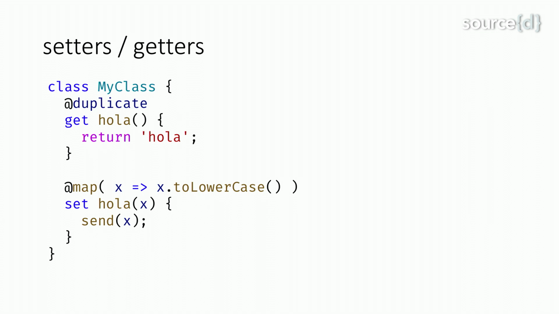Okay, we have a duplicate and get hola. And then we have a map decorating a set hola. How many properties does this class have? How many of you think there are 4 properties? How many of you think there are 3 properties? How many of you think there are 2 properties? How many of you think there is only 1 property? Okay, what do the rest think?